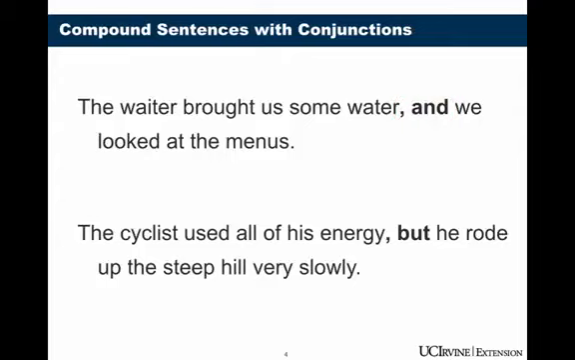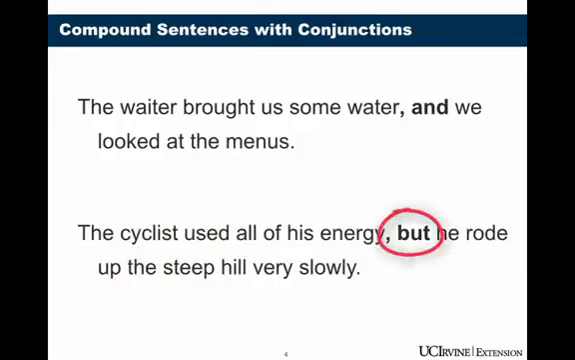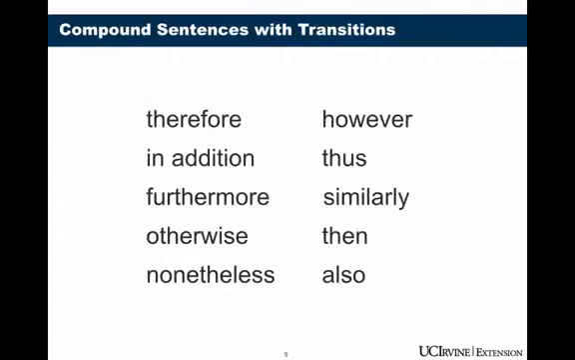Look at the next one. The cyclist used all of his energy, but he rode up the steep hill very slowly. Again, we have two sentences, and these two sentences are joined with a comma and the conjunction but. This makes a compound sentence. But there's another way to make a compound sentence, and that's with transition words. These are just some of the transition words that you can use in your writing. You need to memorize these words because they are punctuated differently than the conjunctions.